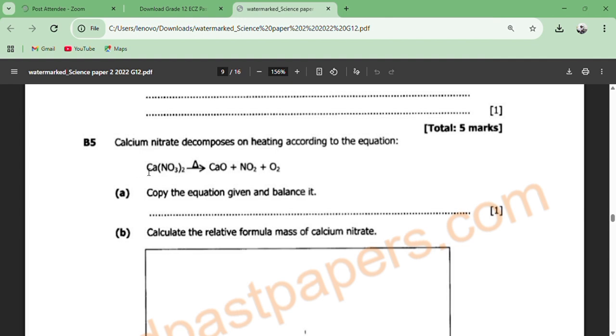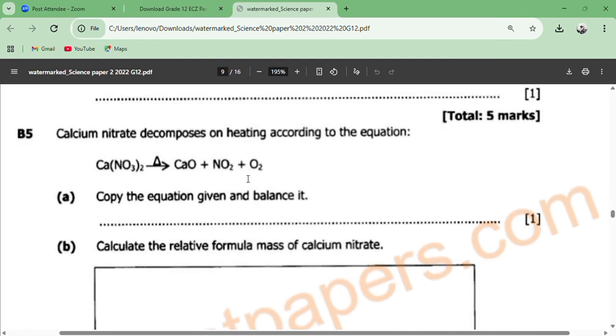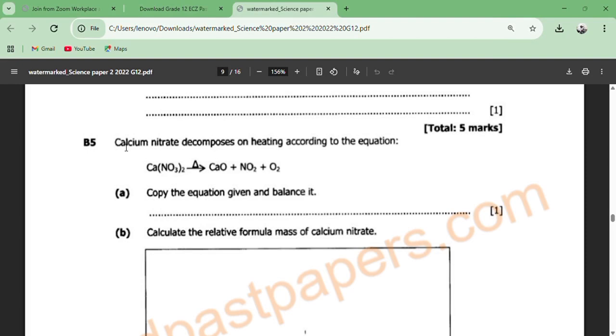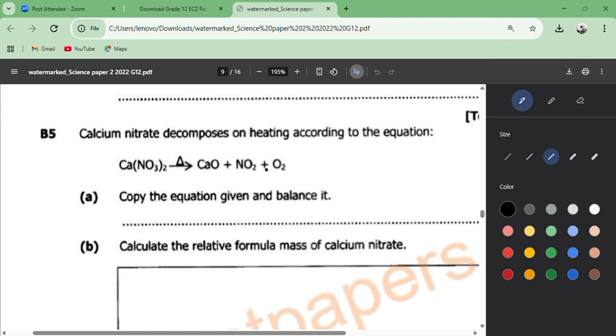Yeah, so we have this question here. The question says copy the equation and balance it. So the first thing that the question wants us to do is just to balance this equation. We are only required to balance this equation. So let us balance the equation. We have calcium nitrate here.